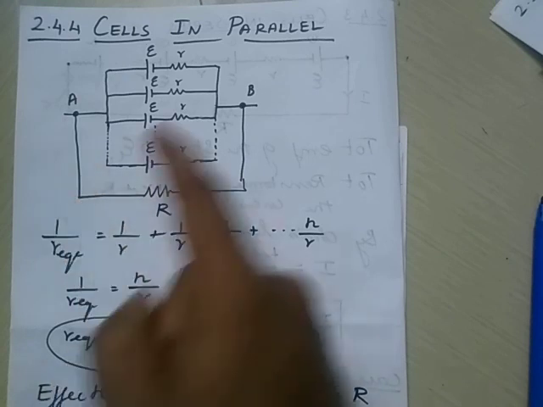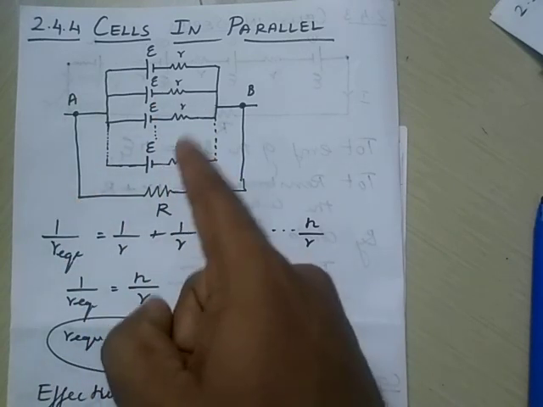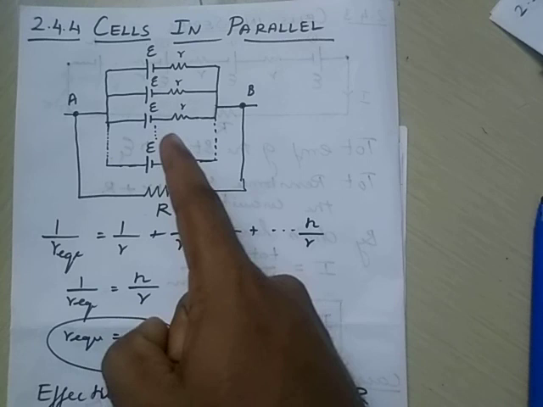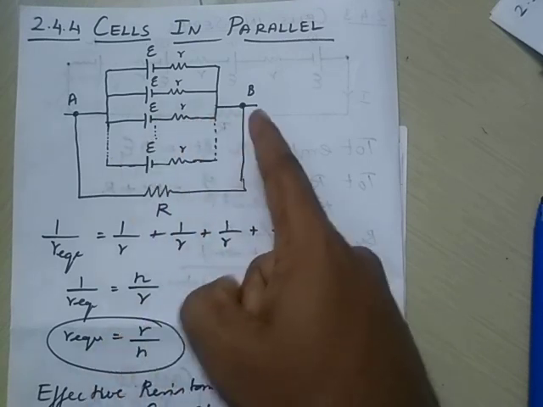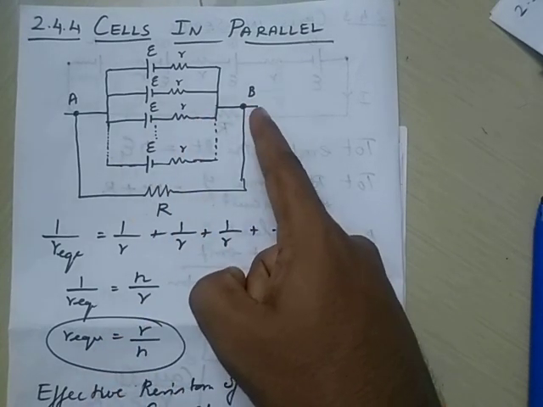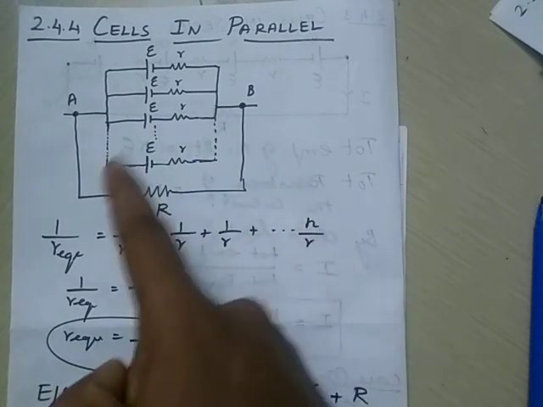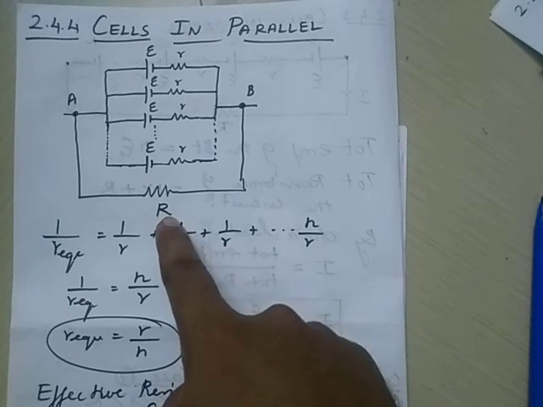The next is cells in parallel. Here all the positive terminals of the N cells are connected to the point A, and all the negative terminals of the cells of EMF ψ with internal resistance r are connected to the terminal B. Then A and B are the free terminals of the battery. Then the battery terminals are connected with the external resistance R.